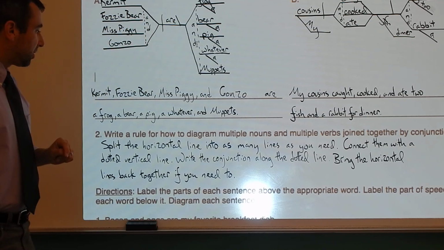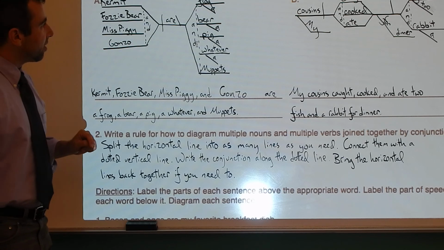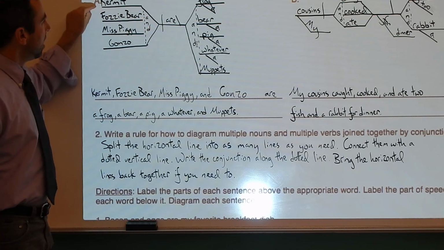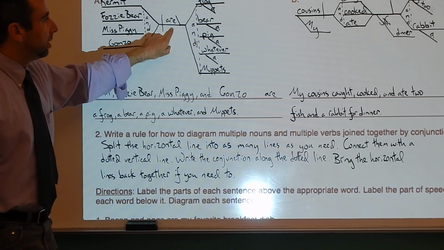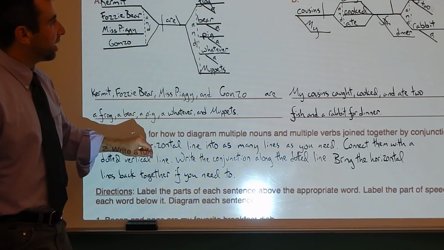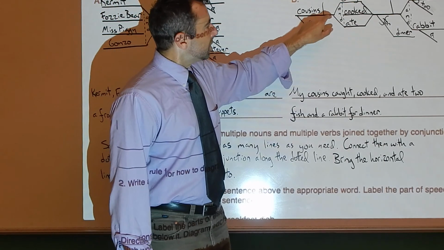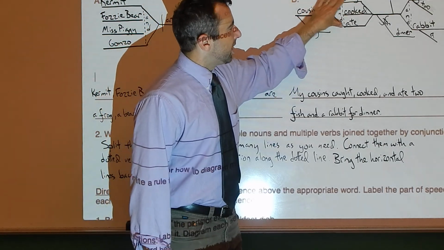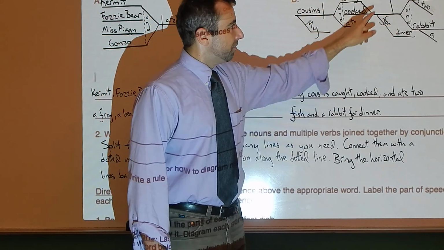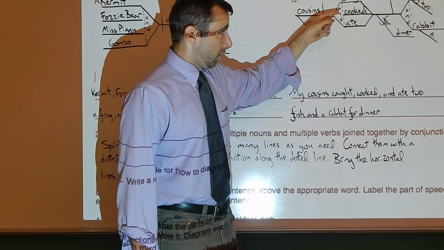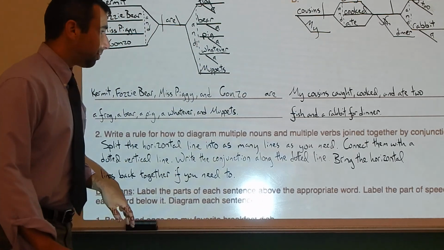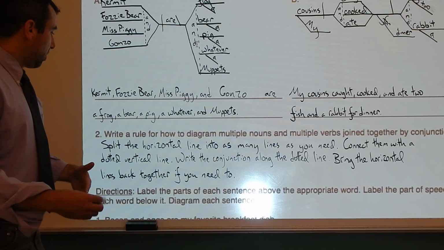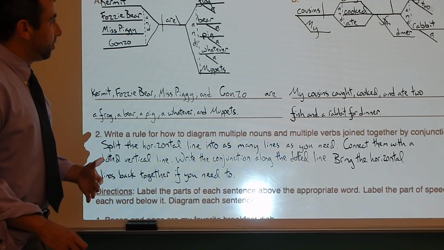And then bring the horizontal lines back together if you need to, like I did here, because Kermit, Fozzie, Miss Piggy, and Gonzo are all subjects, but there's only one predicate. And then it splits again for all those predicate nominatives. Here it splits for the 3 predicates, but then it comes back together again, because the fish and the rabbit were caught, they were cooked, and they were eaten. All 3 of those things. So you bring the horizontal lines back together if you need to.